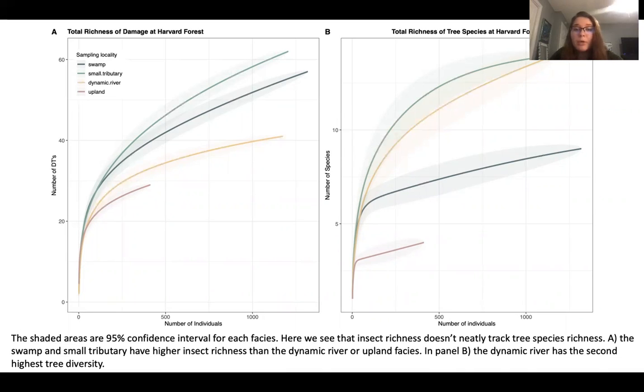Both panels show that we did not saturate our sampling, because none of the lines reach a saturated or asymptotic state. Although we did not achieve this with our samples, we still see in panel A that there are distinct differences in insect richness across facies. However, panel B shows that given a larger number of samples, the dynamic river would have surpassed the small tributary for tree species richness. The least diverse sites are the upland and the swamp.